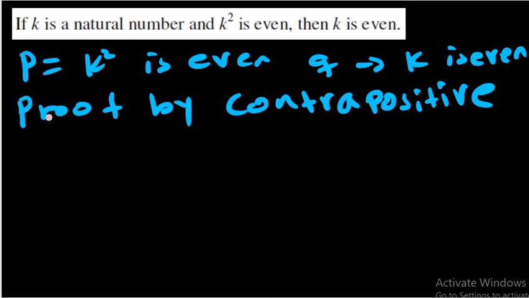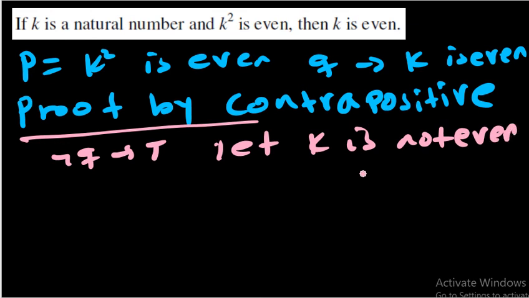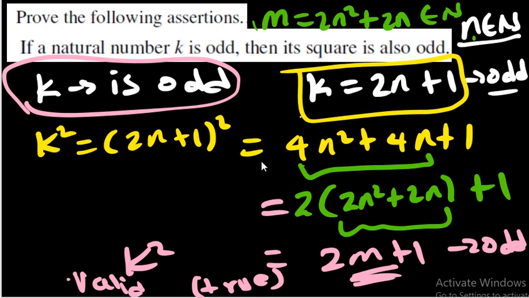What to do? Take negation Q. Let's accept it as true. That means let k be not even. Let's say we negate the conclusion part, and consider the negation of it as true. So if negation Q is true, that means k is not even, which means k must be odd. If it's not even, necessarily it will be odd. So the square of an odd number is odd, which we already proved in the previous example.